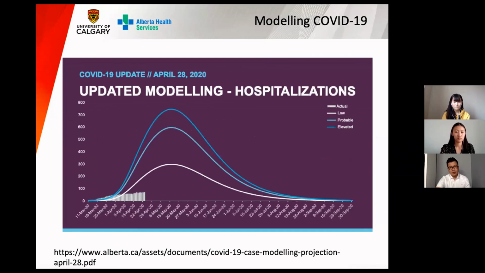So here, and this is out of date, obviously, April 28th, but it's only available on the website. You can imagine that the bar graph at the bottom is what the actual hospitalization rate is compared to our low, probable, and elevated risk scenarios. So I would say Alberta is doing a pretty good job compared to the worst case scenario with that elevated, and this is not even including the extreme case scenario. So kudos to everyone out there for doing your part to help flatten the curve.